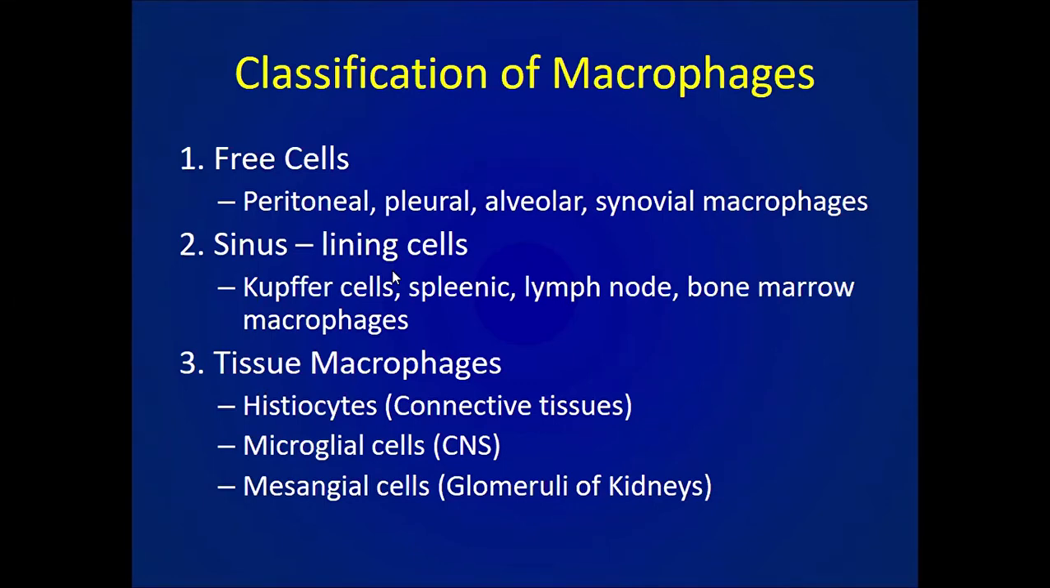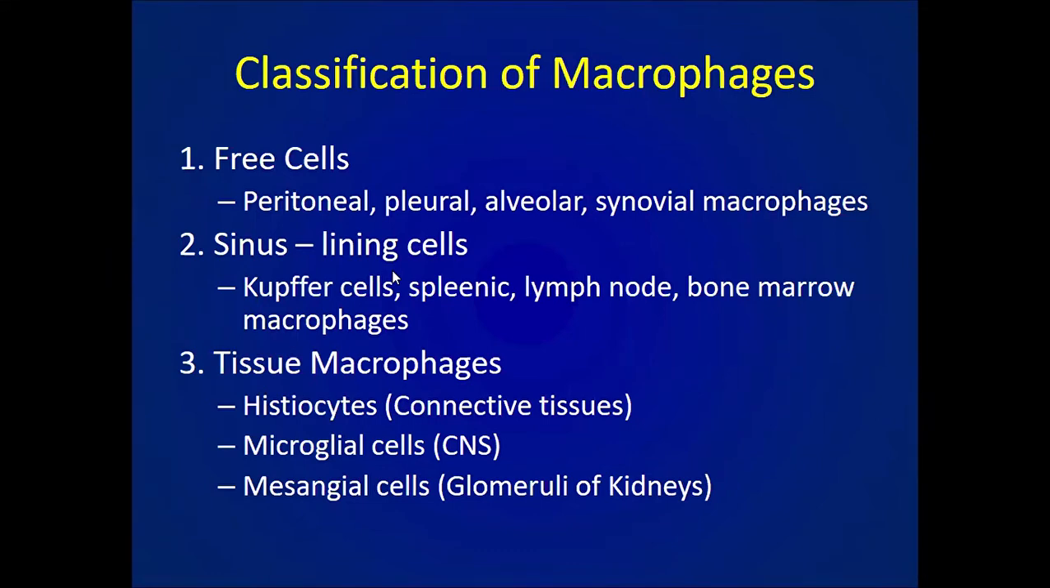And then we have tissue-specific macrophages. Like, for example, in the connective tissues, we have the histiocytes. Then in the central nervous system, we have the specific name for macrophages located in that area. We have the microglial cells. And then the mesangial cells, they are usually associated with the kidneys.